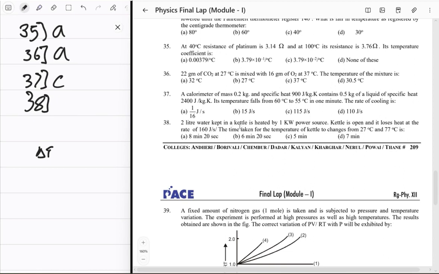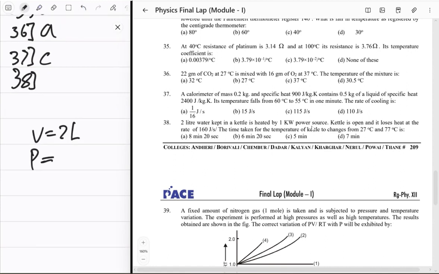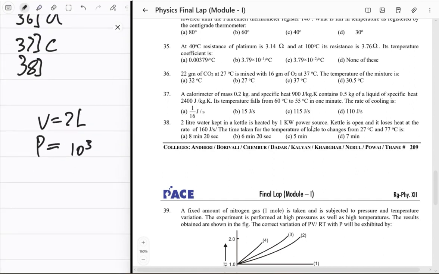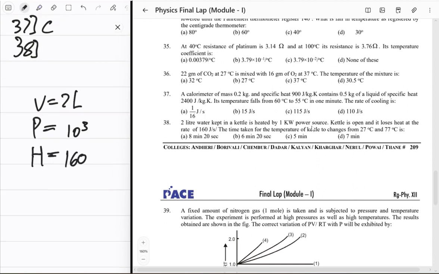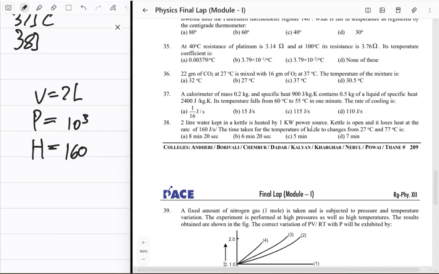2-liter water kept in a kettle is heated by 1 kilowatt power source. Okay. Power source दिया है, so लिख ही देते ना. So volume is just 2 liters. Power source का power कितना है? 1 kilowatt is 10 power 3. Kettle is open and it loses heat at a rate of something. So heat loss का rate कितना है? 160 joule per second. Okay.